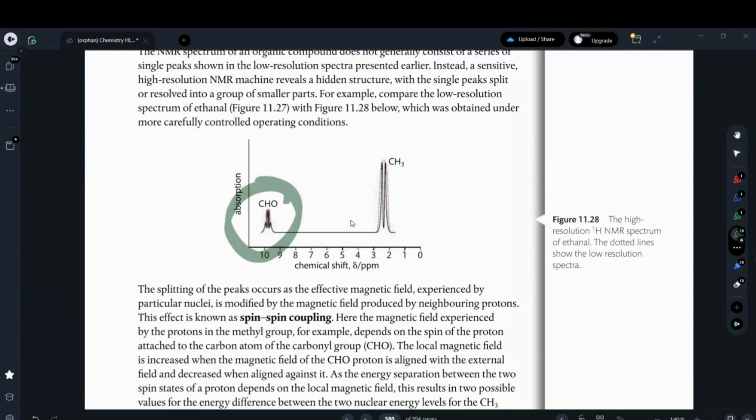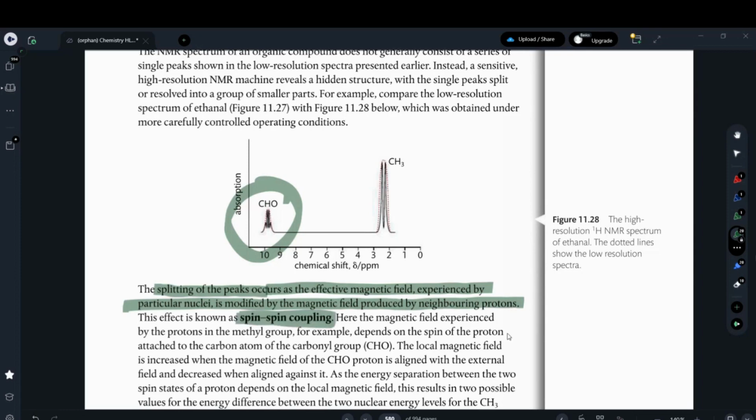So let's try to understand how that happens. The first thing is that high resolution NMR peaks can be obtained by applying an effective magnetic field. The splitting of the peaks is what we call zooming into the resolution. Splitting of the peaks occurs as the effective magnetic field experienced by a particular nucleus is modified by the magnetic field produced by the neighboring protons. This is what is known as spin-spin coupling.